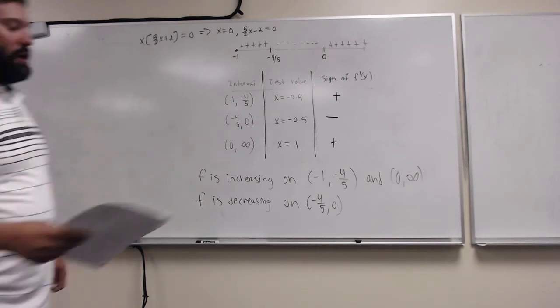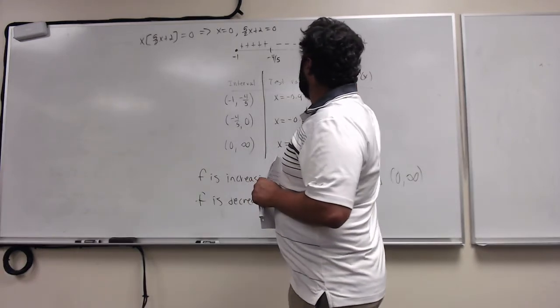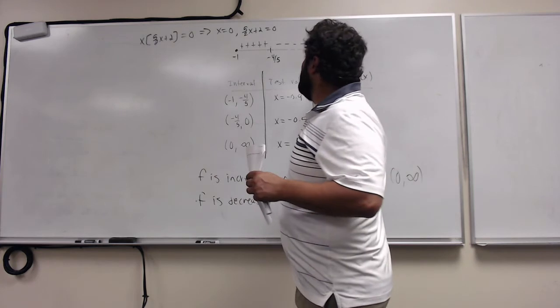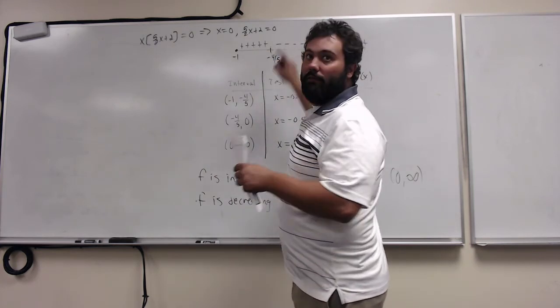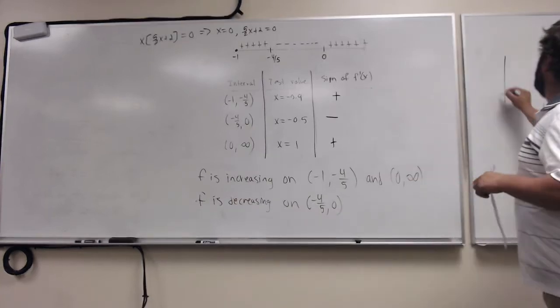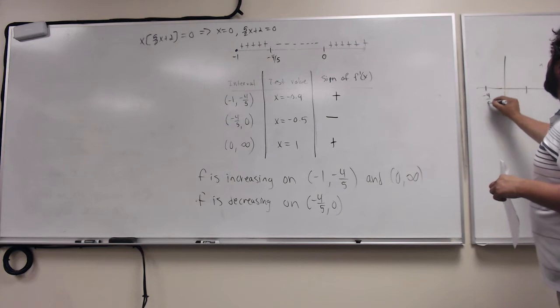Now, I will give everybody a little bit of preview. Since -4/5 and 0, those were in the domain, they're critical numbers. This is the place where the derivative changed from positive to negative. So kind of what's happening here, I'll just kind of draw a rough sketch. I guess -4/5 is over here.